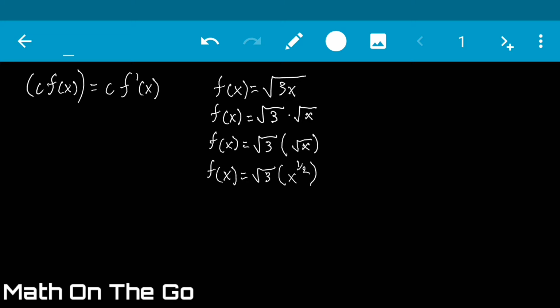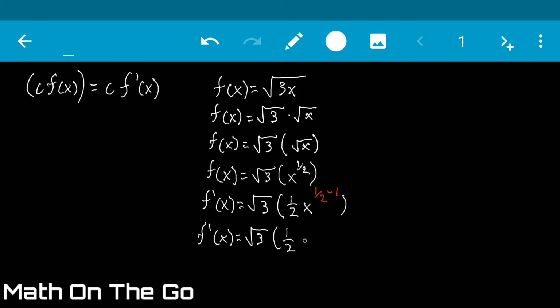So now let's work on our derivative. F prime of x equals the square root of 3 times, again, we're going to pull our 1/2 out in front. Gives us x to the 1/2 minus 1. So from here, we have f prime of x equals the square root of 3 times 1/2 x to the negative 1/2.